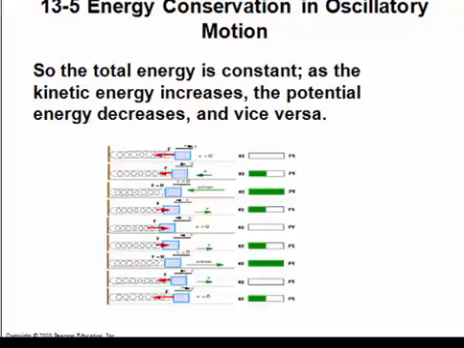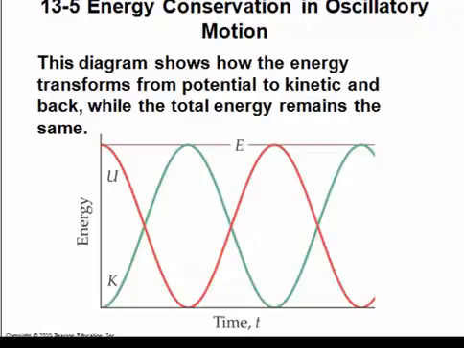The oscillator will have the most KE when it has its maximum velocity at the equilibrium point, and its most PE at the endpoints when it stops. This diagram shows how the energy transforms from potential to kinetic and back while the total energy always stays the same.